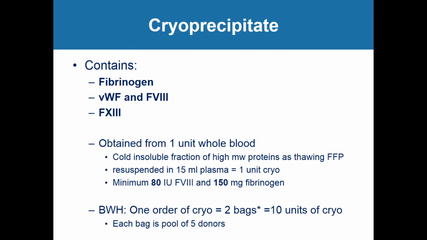Each unit of cryo has minimum factor 8 and fibrinogen levels per AABB standards. And at different institutions, an order of cryo usually contains 10 units of cryo. Where I work at Brigham and Women's Hospital, we split the 10 units of cryo into 2 bags, each containing a pool of 5 donors. It's important to check with your local blood bank to determine what one order of cryoprecipitate contains at your institution.